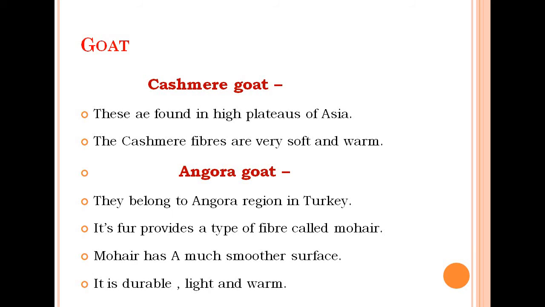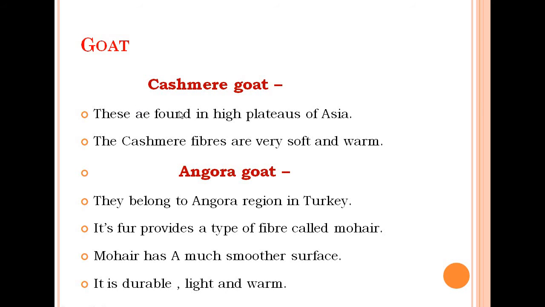Here we will study the goat, and what type of wool we get from the goat. First we will study the Cashmere goat. These are found in high plateaus of Asia. What are the characteristics of the wool that we get from the Cashmere goat? The fibers that we get are very soft and warm. You must have heard about the Kashmir shawl, the Pashmina shawl. That is very soft and warm.